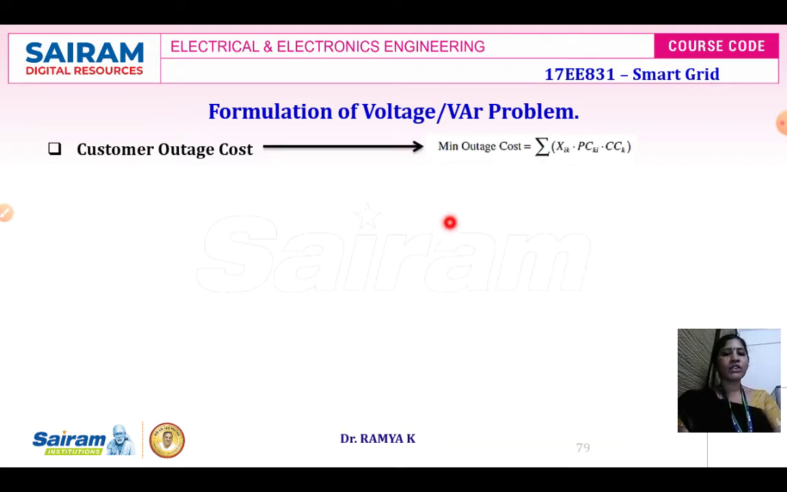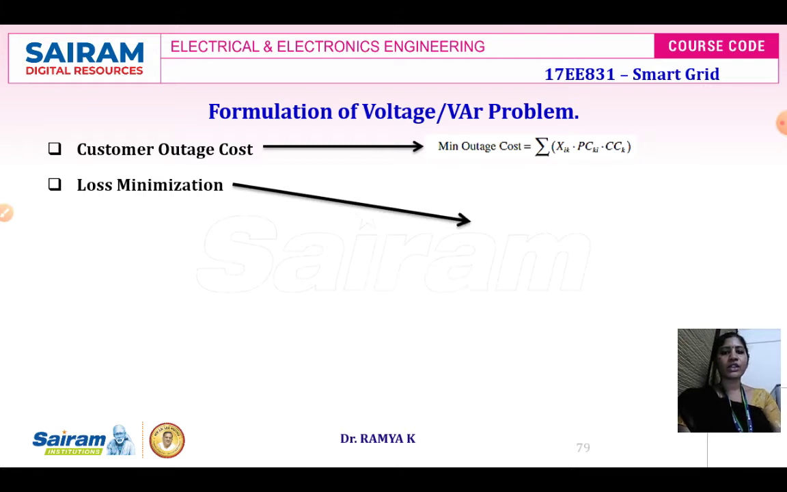Therefore the minimum outage cost is equal to X_ik × P_ck,i × C_ck, where X_ik is the level of your curtailable load selection for the kth bus. P_ck,i is going to be the maximum curtailable megawatt, that is load for the kth and ith bus. C_ck is nothing but the curtailment cost of your customer.